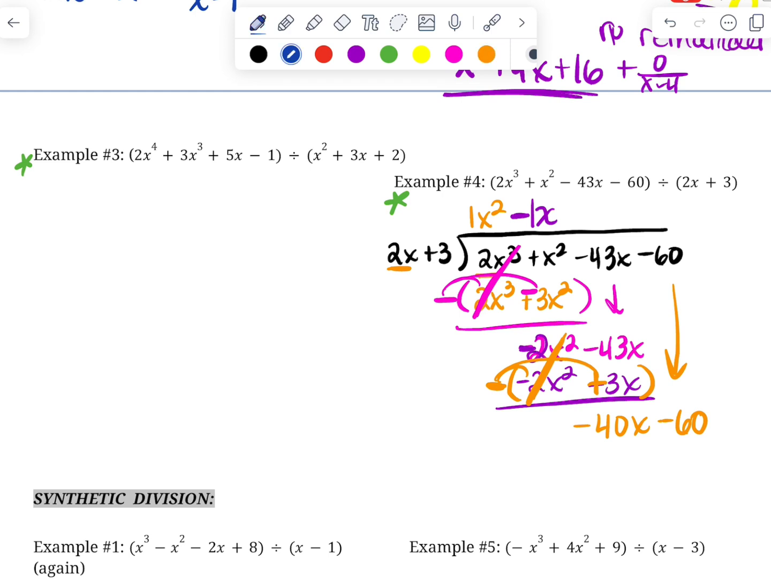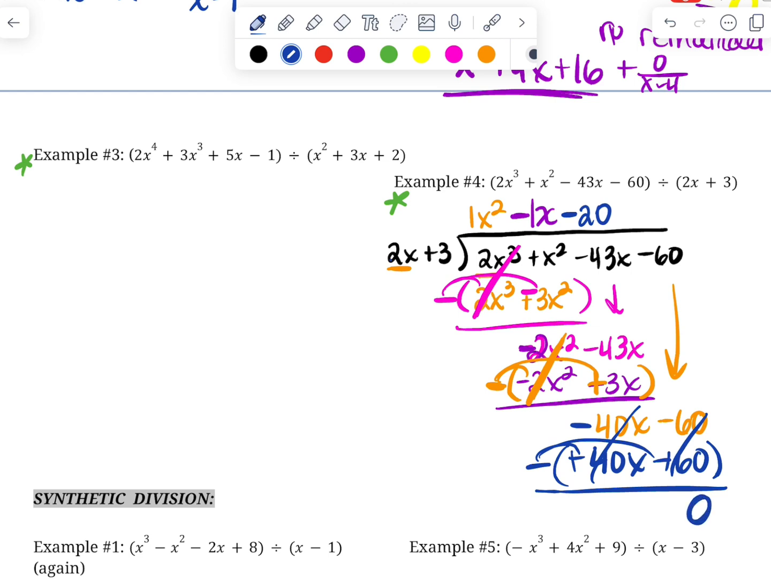All right, and then how do I get 2 to turn into negative 40? What product do I need to multiply by? Yes, negative 20. All right, so then I multiply by negative 20, and I get negative 40x, and I get negative 60. Check that out. When I subtract, these both become positive. So I have a remainder of 0. So my answer is x squared minus x minus 20. That's what I get when I divide. And look, that might even factor. You might even be able to find all the factors of that particular third degree polynomial.